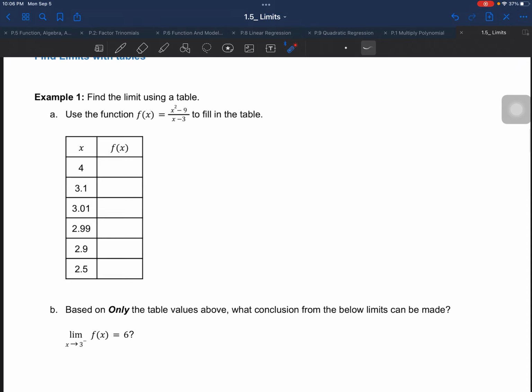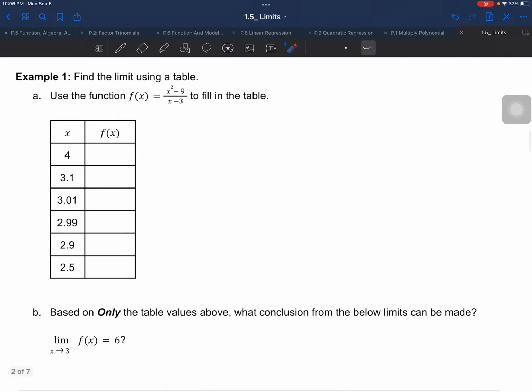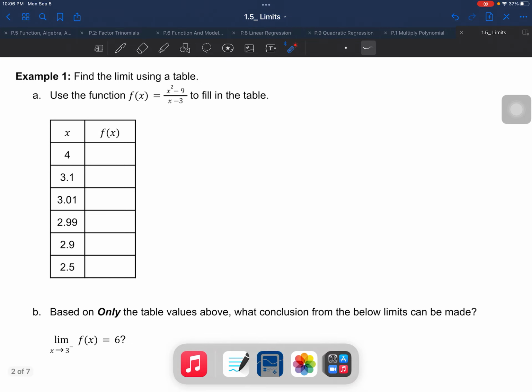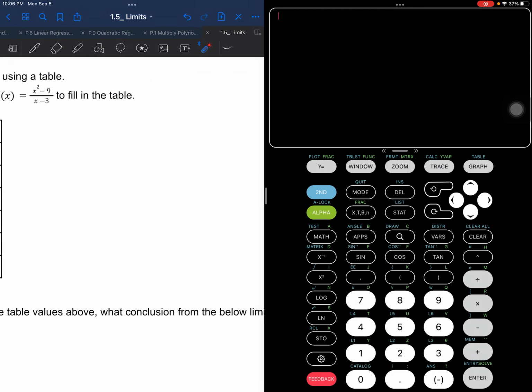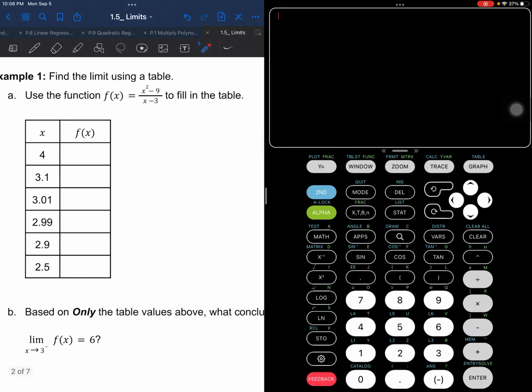Let's fill up the table, and there is a way we can use the graphing calculator to help us generate these numbers. So let's bring out the calculator. All right, so bear with me. Being the first time here showing you how to do it with a table with the calculator, I'm going to go step by step, to make sure that everyone can follow.